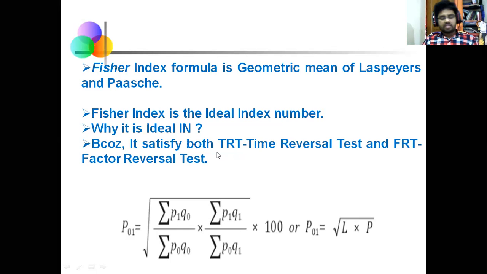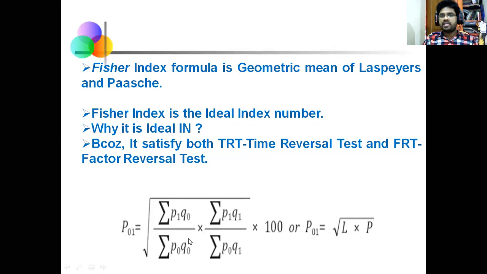Then we come to the Fisher index formula. See the Fisher index, P01. The Fisher index is the square root of the sum of P1 into Q0 divided by the sum of P0 into Q0, into the sum of P1 Q1 divided by the sum of P0 Q1, into 100. The square root comes only up to this point, and the square root cannot cover the into 100. Okay. So please remember the Fisher index is a geometric mean, the square root of these terms.